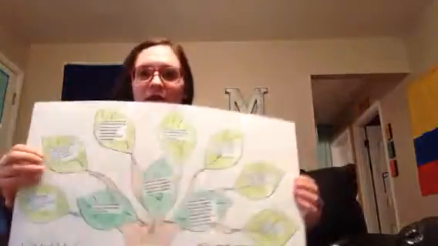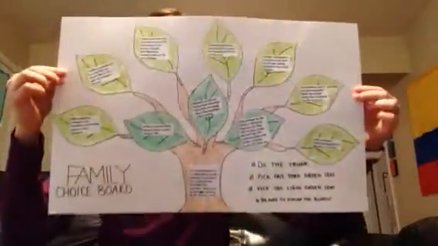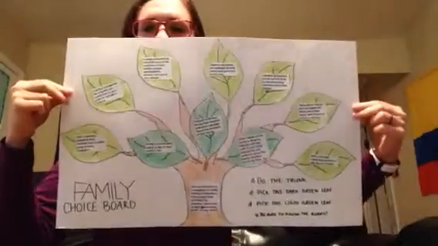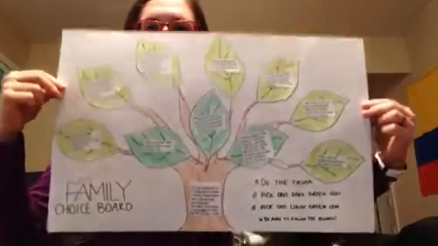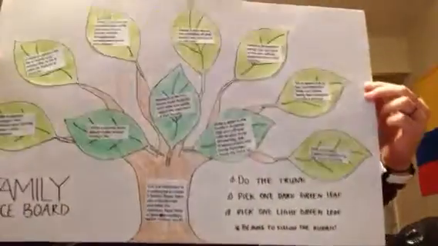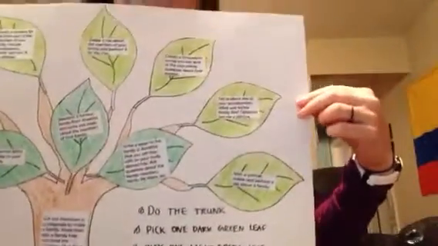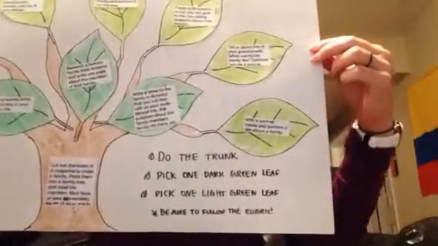Okay, so I have created a choice board for a family unit. Here it is. I will include a picture of it so you can zoom in a little bit more. Basically, here are the instructions, and I'll start with the instructions and move through why I did that.